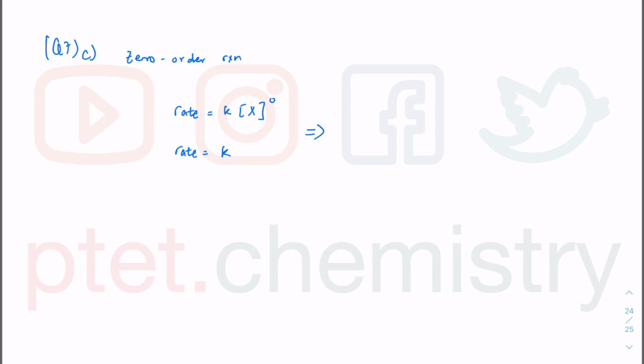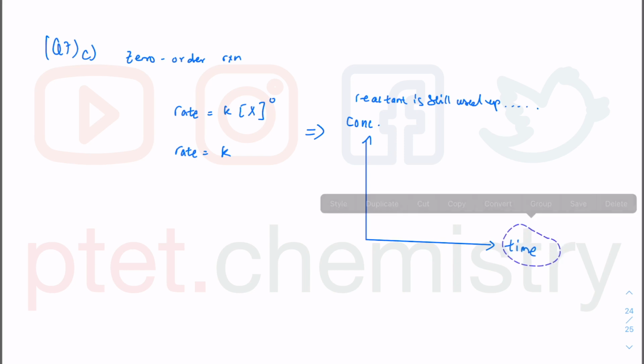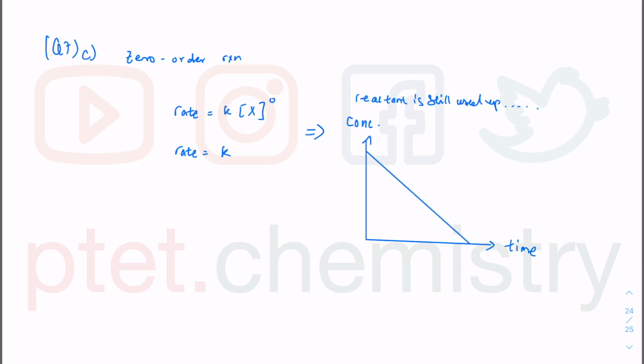The reactant is still used up, but it will be at a constant rate. Meaning to say it will be a straight line plot with a gradient of k. So this is concentration and this is time. Is my graph a bit straight? Yeah, it's all right. My graph is a bit distorted. Let me try and draw that again. I think it's still distorted. Anyway, doesn't matter. So concentration against time, we'll get a straight line plot like this.